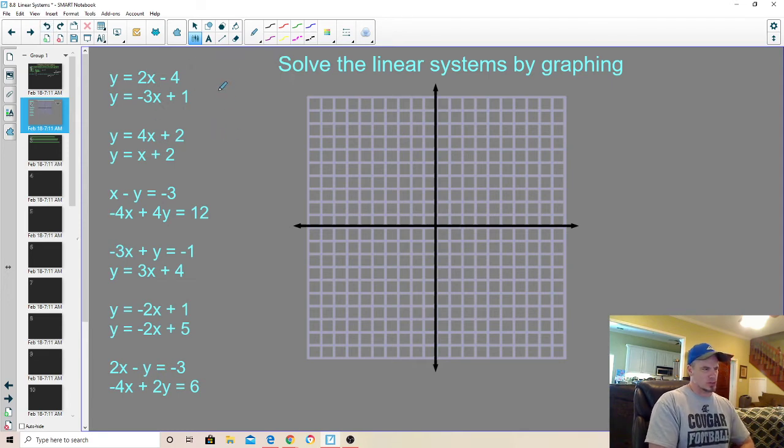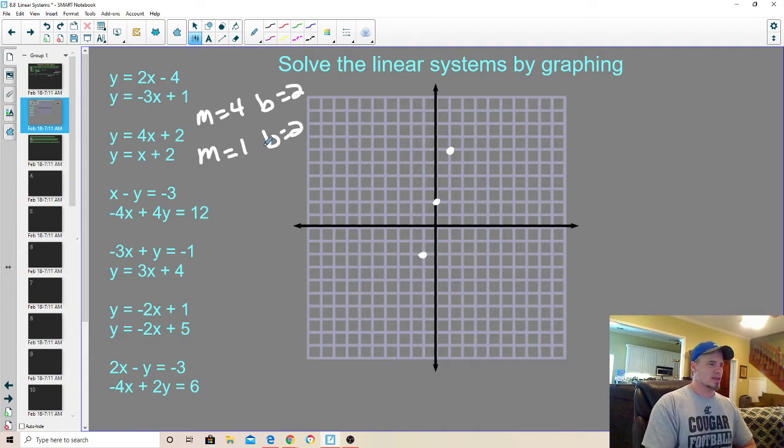Here we have 4x plus 2, so we have an m of 4, b of 2. On this one, we have an m of 1 and a b of 2. Okay, so b of 2, we've got a slope of 4: 1, 2, 3, 4, 1. I've got 3 points. I don't need 3 points for this one.